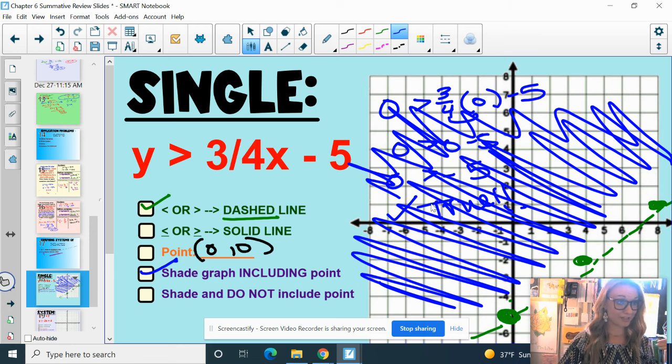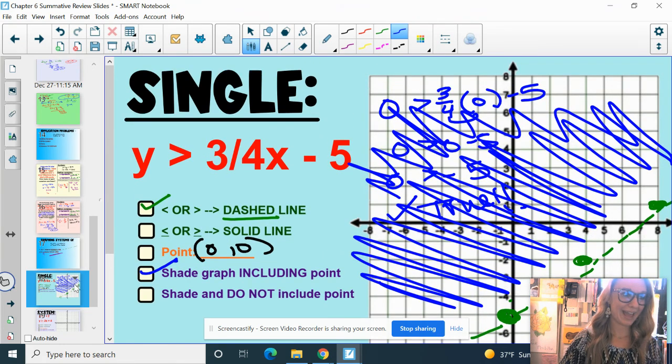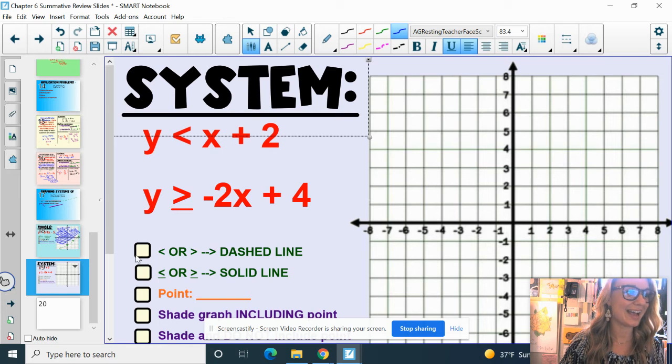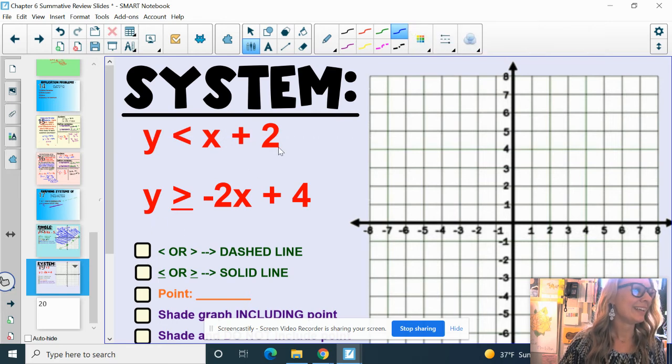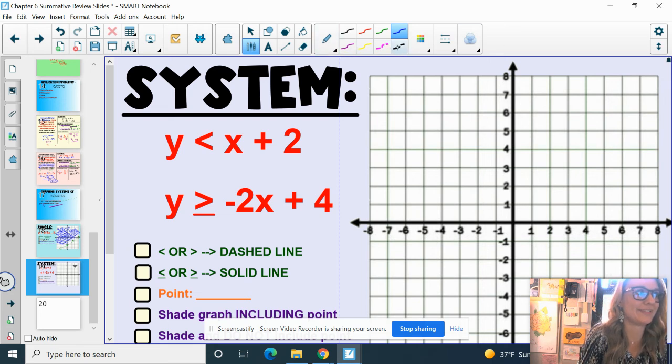But if it made it false, do not include (0, 0). Absolutely not. Okay, now let's go to a system. Last slide. Don't cry. Okay, so you've got two different inequalities here. Now, as we did in class, or will do in class, depending on when you watch this, we're going to use two different colors, and we're going to treat them 100% differently. So let's do this first one to start.